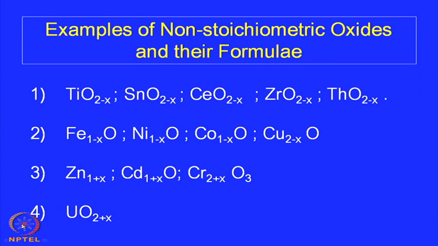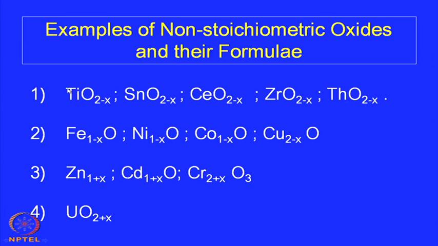Now, these are some examples. I have given you a list earlier, a table, of the different kinds of oxides which can have non-stoichiometry in them. There are examples of non-stoichiometric oxides and their formula. The formula is also given because the formula itself denotes which kind of defects they are having.